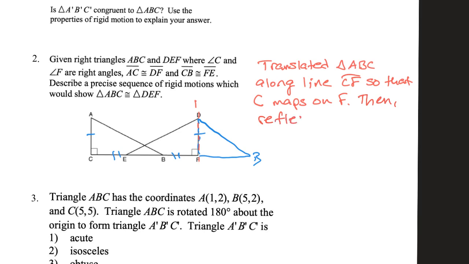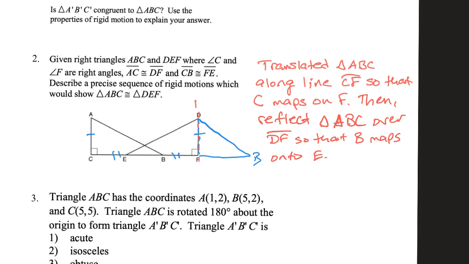reflect triangle ABC over DF so that B maps onto E. And that makes the two triangles congruent because they mapped onto each other.